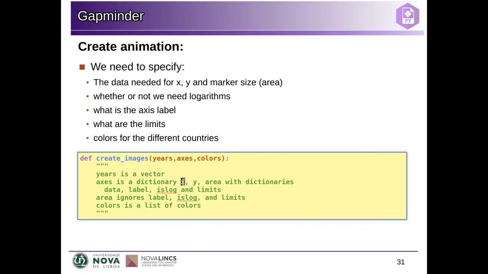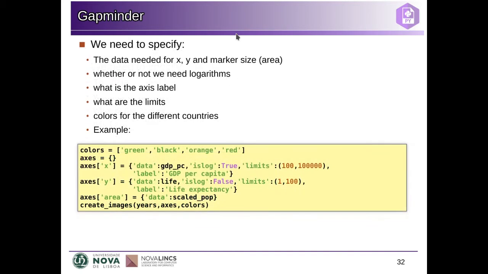Each one of these entries has another dictionary that has the data, which is the table of the values, the label, whether or not it's logarithmic, and the limits. For area, it will ignore the label, the logarithms, and limits because these are only useful for X and Y. So let's experiment a bit and think about how we're going to do this. This would be an example of the list of colors that we give to our function.